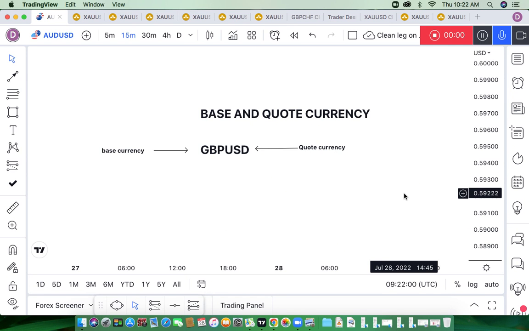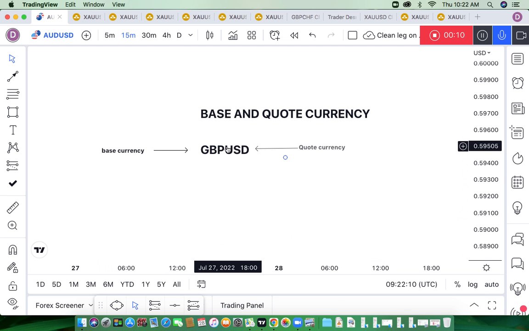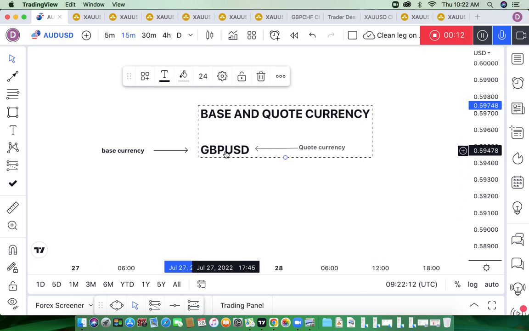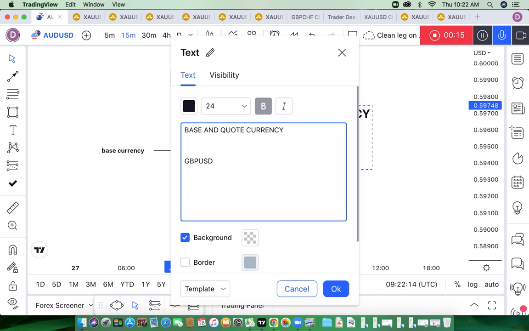Hey guys, in this chapter I'll be taking you through base and quote currency. In the forex market, we see things like GBP USD, EUR USD, GBP JPY, USD JPY, and USD CAD, and so on and so forth.